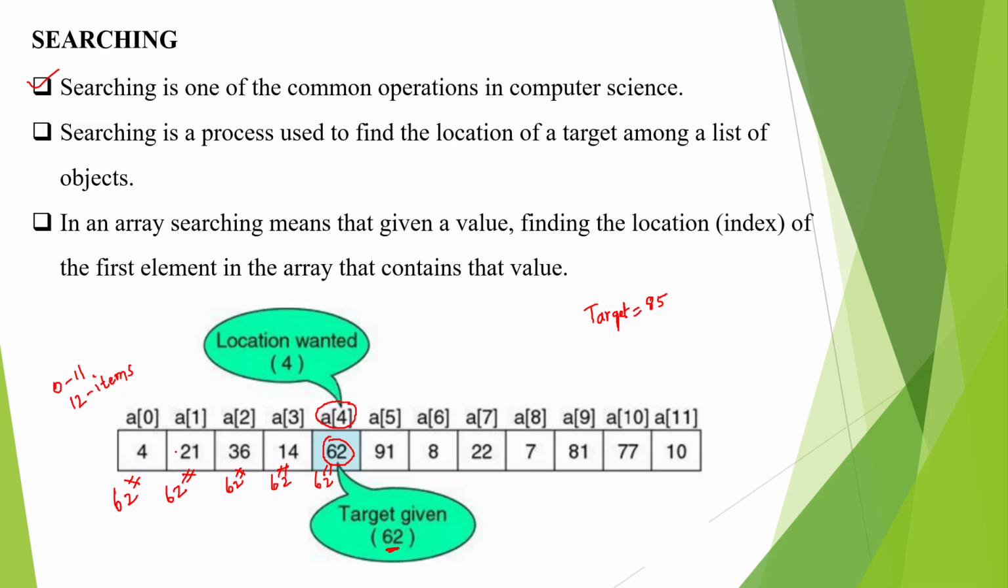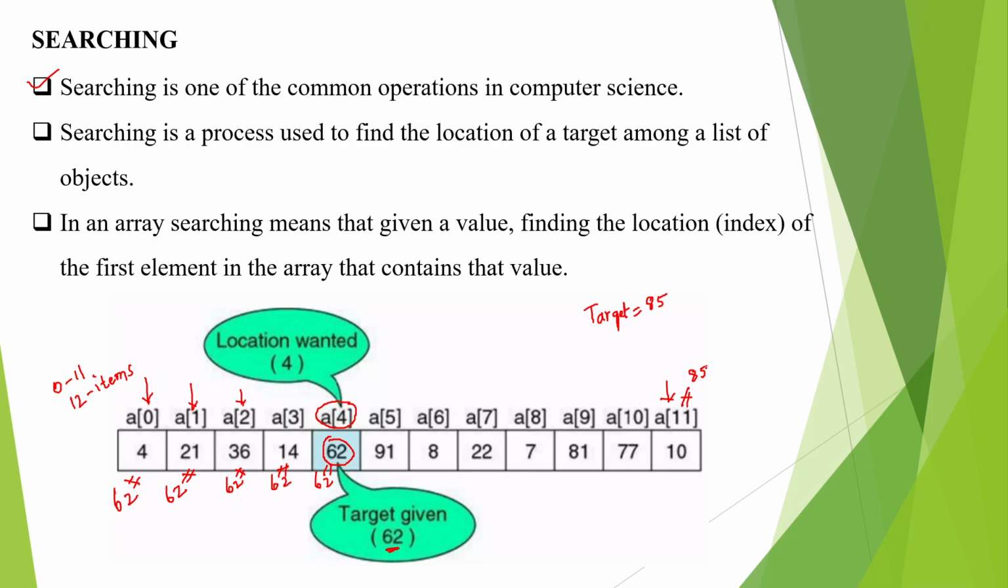Since it has no intellectuality or vision power, what will the computer do? Again it will start from the A of 0th element only. It will compare that 85 with this 4. It is not matched. Then it will go to A of 1, not matched. A of 2, not matched. A of 3, A of 4, A of 5. It will compare with all the elements till the end of the list. Now at A of 11 we have 10, and this 10 is not equal to 85.